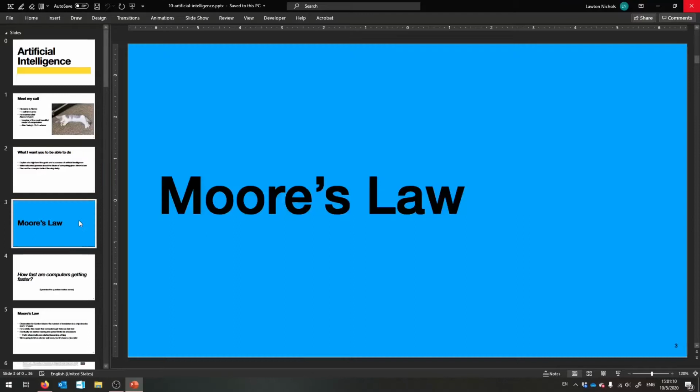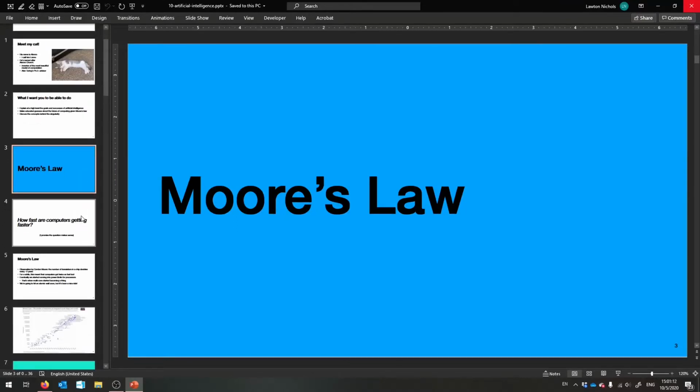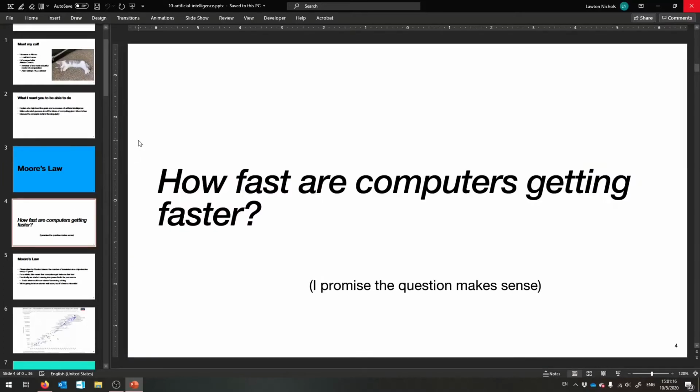And to get there, we need to talk about computers and how fast they're growing. The question that I want to answer for you is, how fast are computers getting faster? If that makes any sense at all. Because they are. Why would you buy a new one if it wasn't better in some way? And usually better means faster, right?